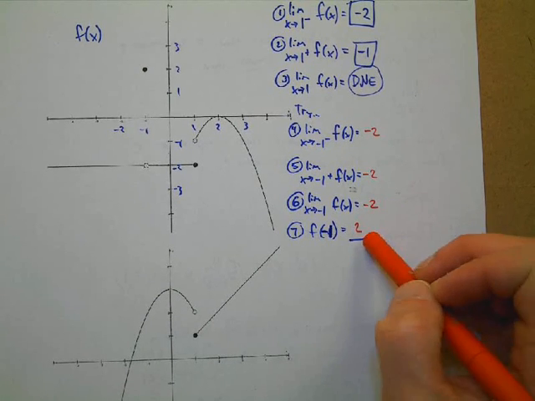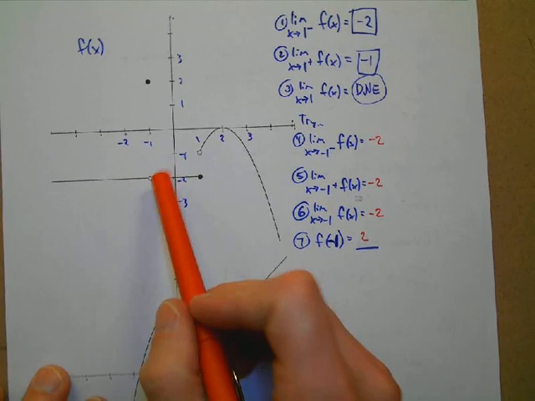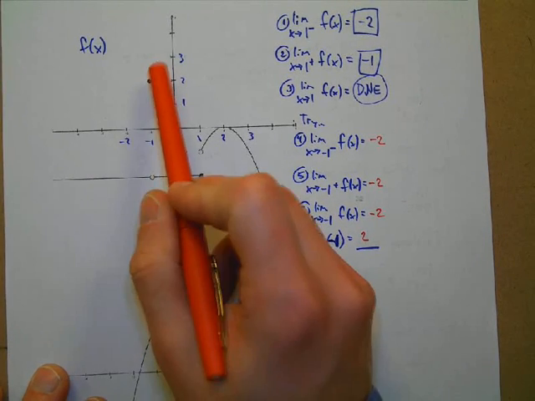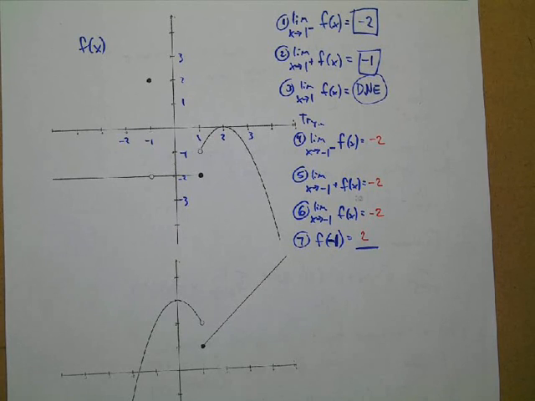Okay? So in this case, both the limit and the function value exist at -1, right? The limit is -2, the function value is +2, but they are not the same value. One, the limit goes to -2, one, the function goes to 2.